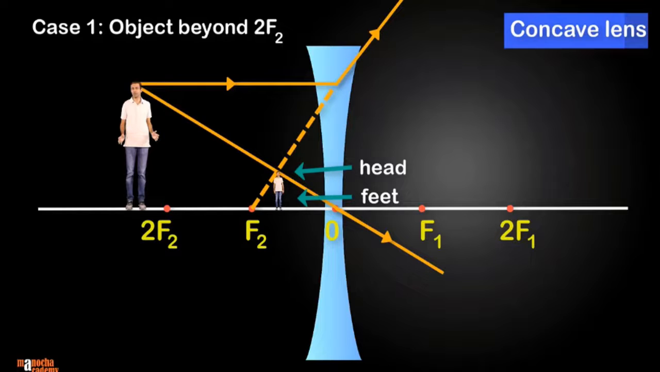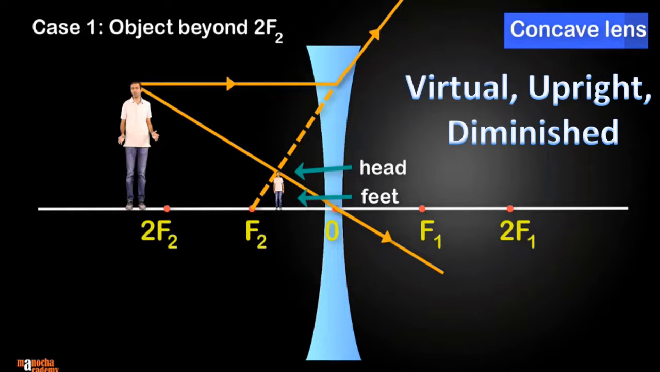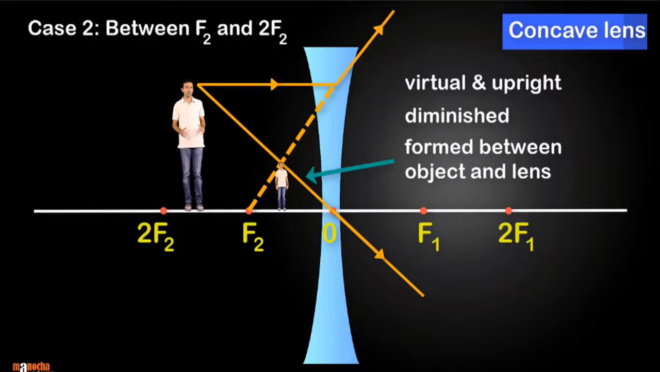So now we look at case 1 for concave lens. The object is beyond 2F. The image characteristics we can see is virtual, upright, and diminished. Or we can say it as wood, VUD. Case 2. When the object is between F and 2F, the image is still formed between the object and the lens, with the same characteristics as case 1 just now, which is wood, VUD, virtual, upright, and diminished.